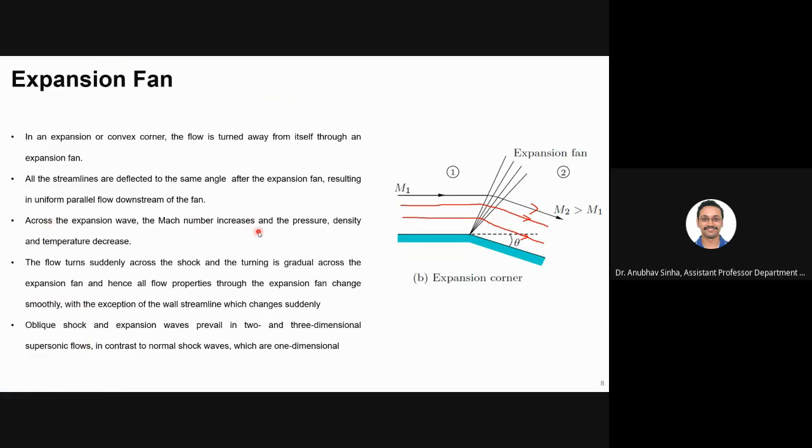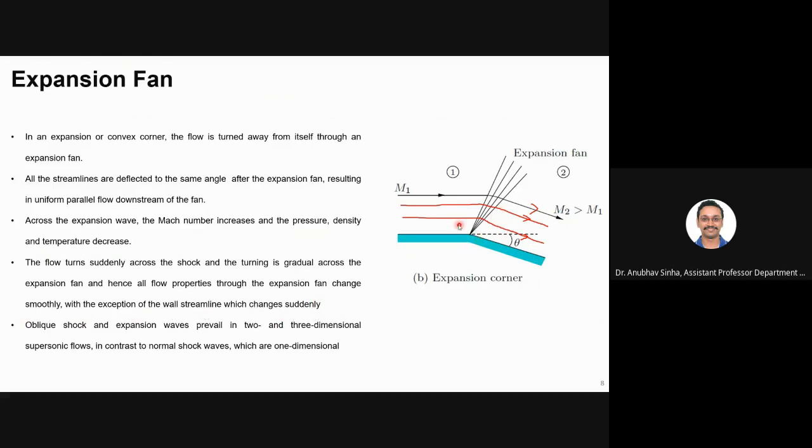Now, Mach number is increasing, M2 is more than M1. This is exactly the opposite of what you will see in a shock wave, right? Pressure, density and temperature decrease. Flow turns suddenly across the shock and turning is gradual across the expansion fan, and hence all flow properties through this expansion fan change smoothly.